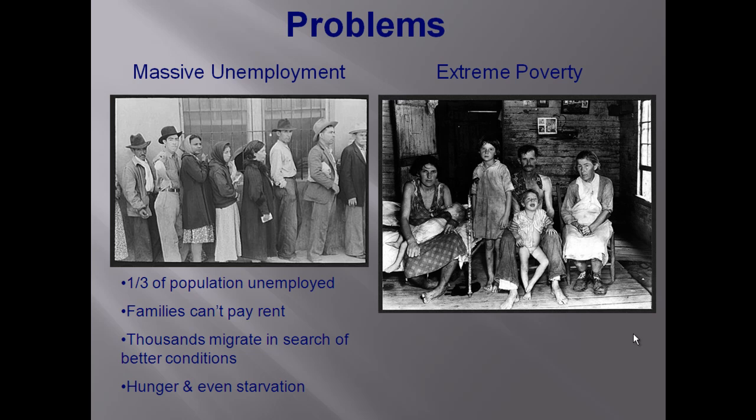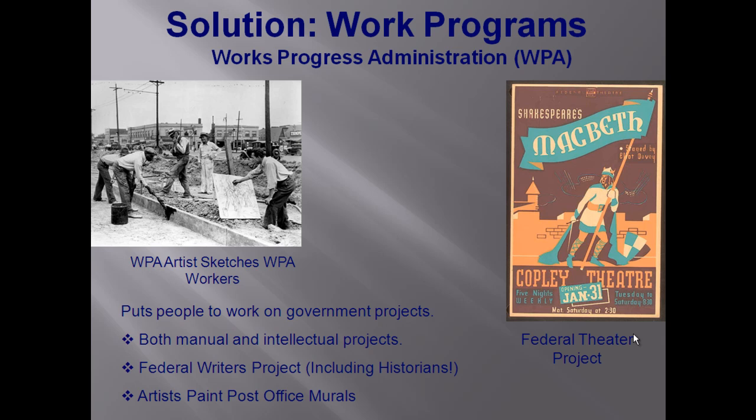The next problem Roosevelt addressed was massive unemployment and extreme poverty. One third of the population of America was unemployed, and families, of course, can't pay their rent. Thousands migrate in search of better living conditions, but many are hungry and some even starve. Roosevelt's solution for this is work programs. The WPA is the Works Progress Administration, and this puts people to work on various government projects. These are both manual labor projects and intellectual projects.